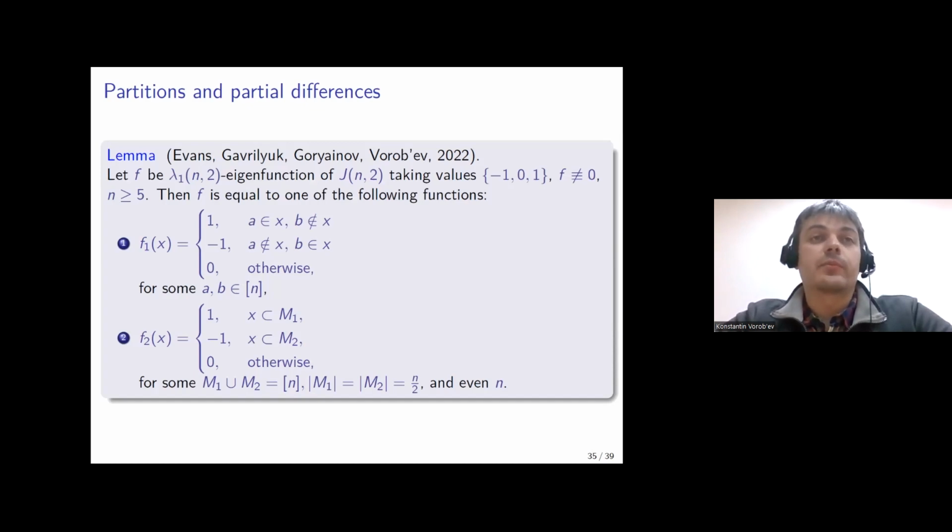In the first type, we see that the function is defined only on elements a and b. So we will say that a and b are defining elements of f1. And in the second case, f2 of x depends on sets m1 and m2, which are defining sets of the function of the second type.